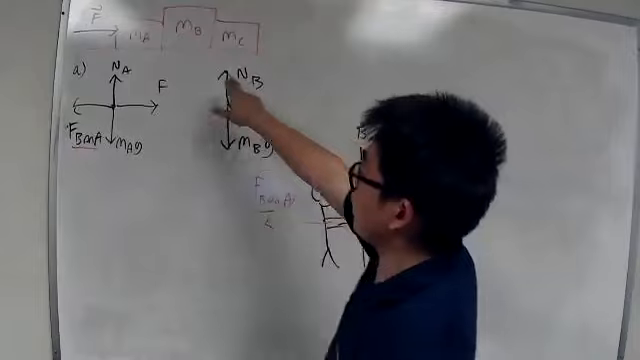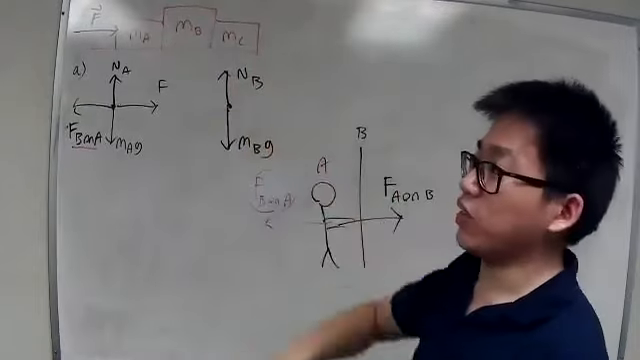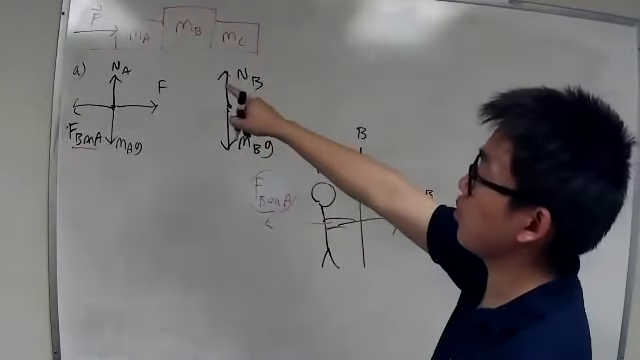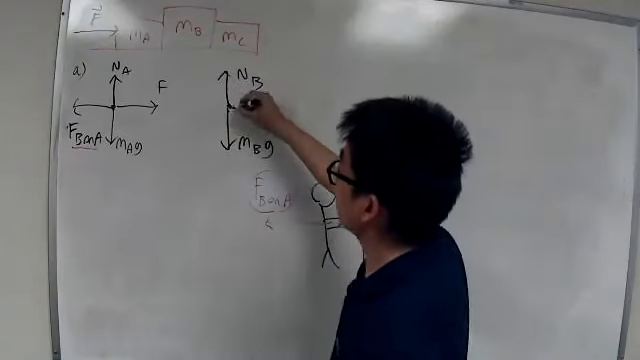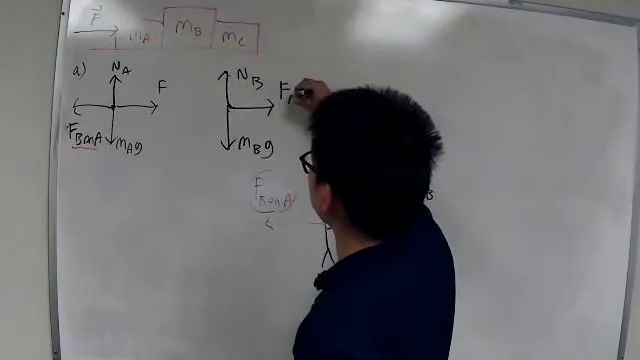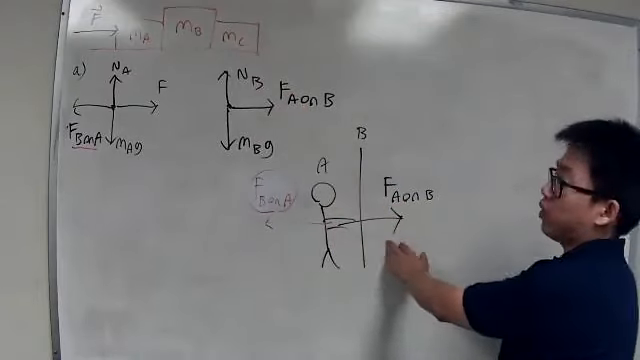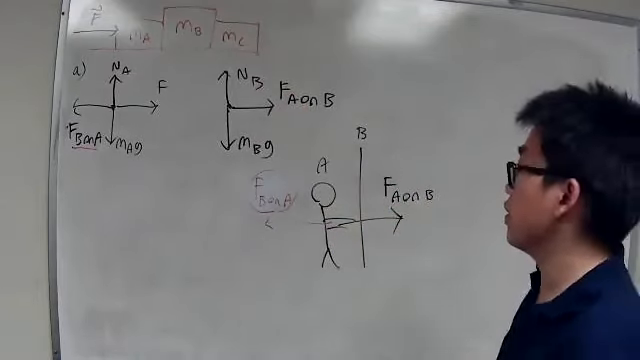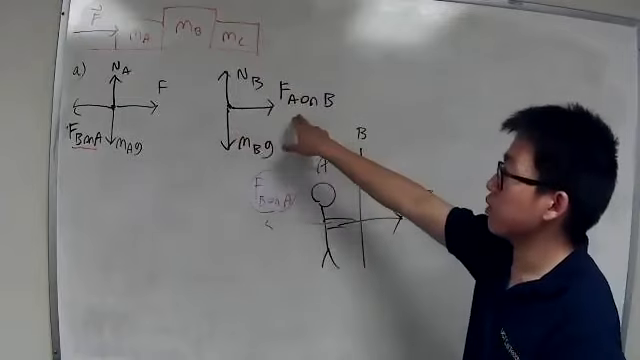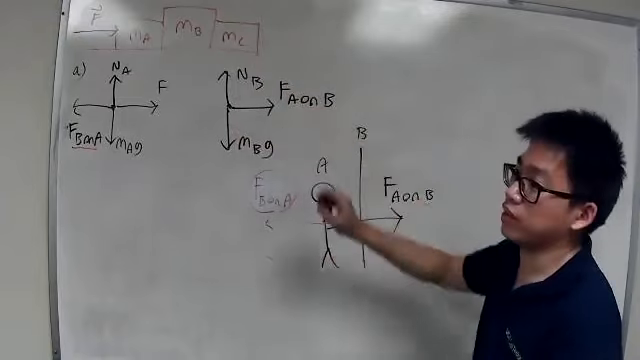But why is MB going to move here? It's because it's experiencing a force from A, right? A is pushing it. So we say FA on B. In this case, MB is the wall, it's the thing that's being pushed. So that's why I say it's FA on B, A on B. That's why it's going to go there.